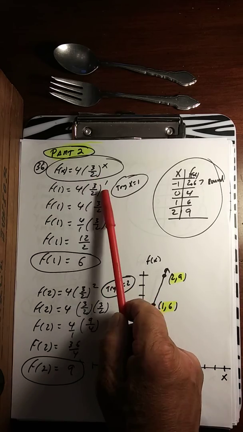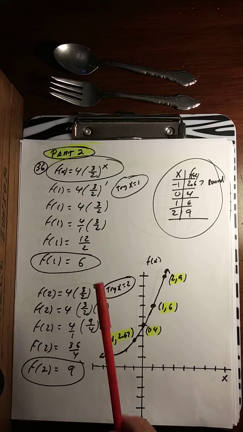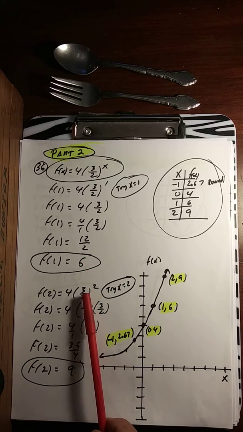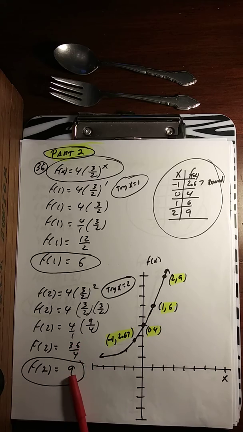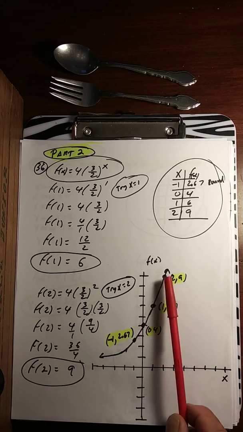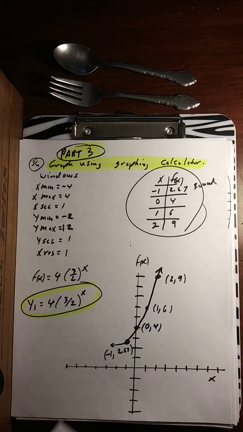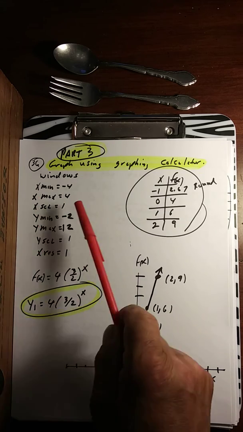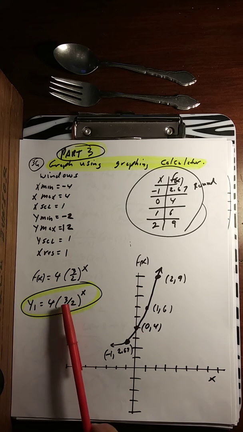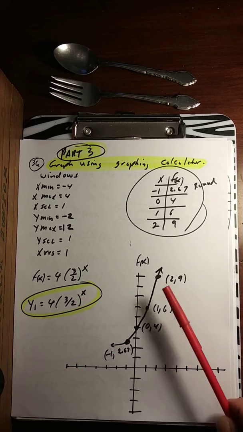So this one, 3 halves to the 1 power is 3 halves. And that's going to be 12 over 2, which is 6. To the 2 power, 3 over 2 squared is going to be 9 over 4, and 36 over 4 is just 9. Connect the dots, you're going to get a graph right there. Or graph using the graphing calculator. So here's the window. y1 equals 4, parentheses, 3 halves to the x power. Put it in the machine, work it out.